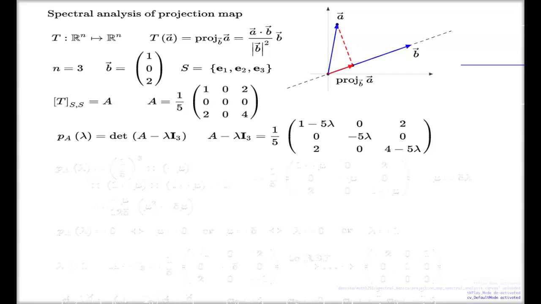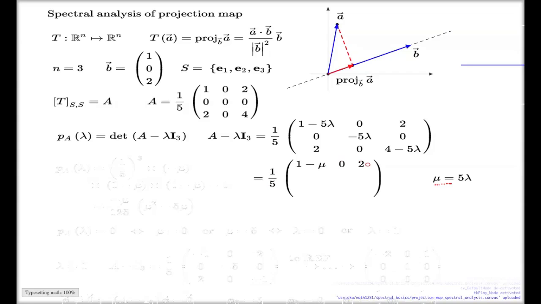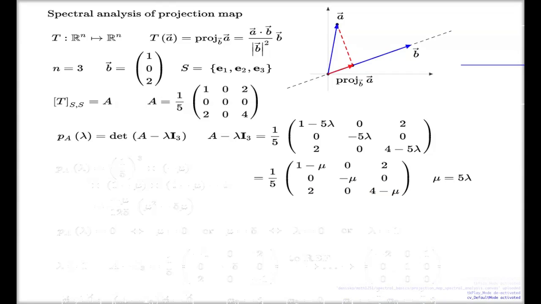Here's my matrix. I need to compute its determinant, and it is convenient, and I suggest you do it all the time, whenever you're facing a matrix like this, to introduce a new unknown, say mu, which is 5 lambda, because that will let me avoid dealing with the powers of the number 5 too much. If I introduce this substitution, then my matrix will take this form: 1 take mu, 0, 2; 0, negative mu, 0; 2, 0, 4 take mu. And now for this matrix I will compute the determinant.